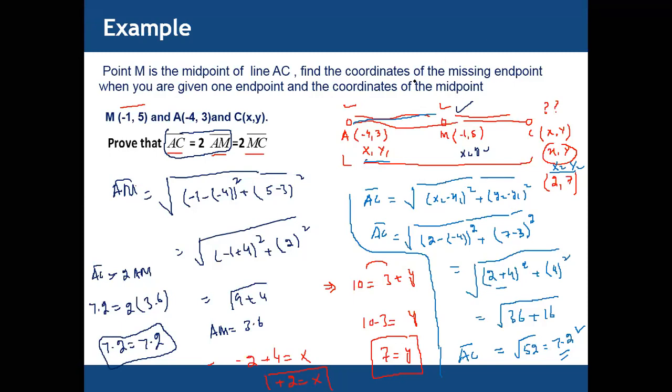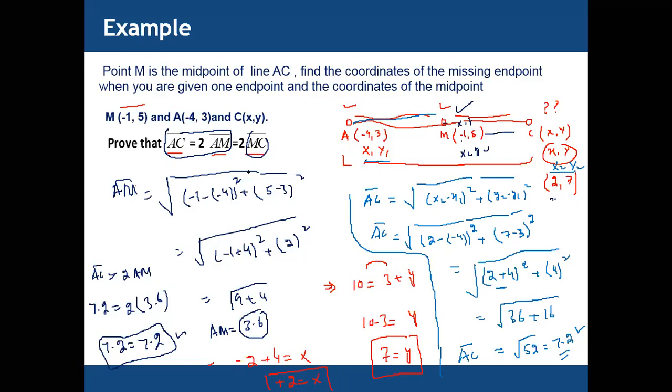Same, you can prove this next one, the last one, 2MC. So you need to prove the MC distance, where M is the midpoint and C is the endpoint. So then you can take these points minus 1 and 5, x1, y1, and these points 2, 7, x2, y2. If you find the distance between these 2 points, the result will be the same, 3.6. Multiply with 2 equal to 7.2.